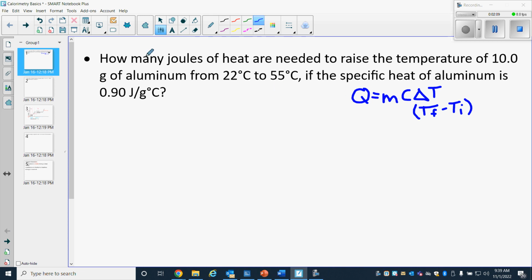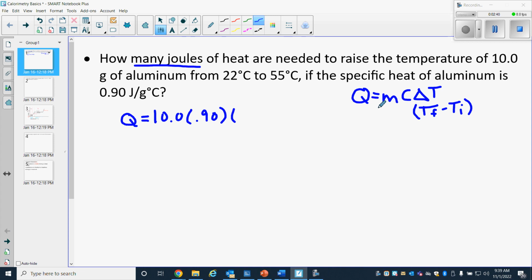So plugging in values that we know, let's find how many joules, that is Q. So we're solving for Q in this case. It tells us that our mass of aluminum is 10 grams. Our specific heat for aluminum is that 0.90 that's given. You're going to be given specific heat values. You don't have to memorize them, but they are not given on your reference sheet like they were in Chem 1.